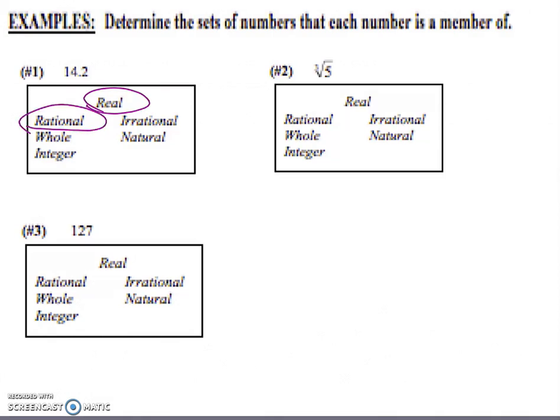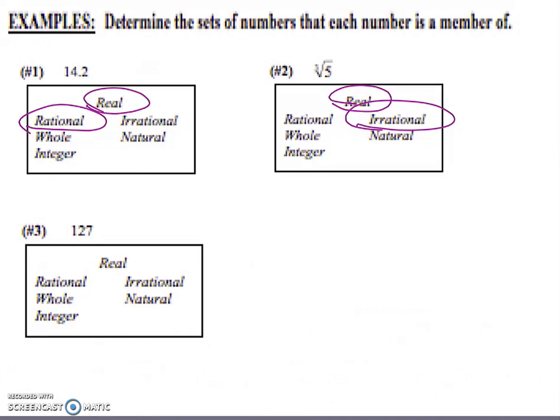Number 2, the cube root of 5. First of all, it is real. We could plot it on the number line. Is it rational or is it irrational? Well, I just got done saying a few minutes ago that radicals are irrational. Then finally, we've got natural, whole, and integer. It can't belong to any of those number sets because the cube root of 5 is a decimal when we transform it, and those don't have any fractions or any decimals in them.